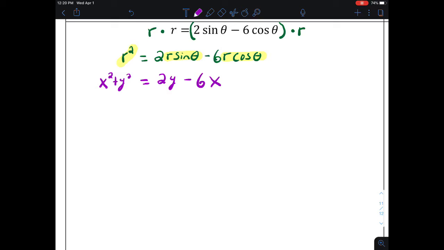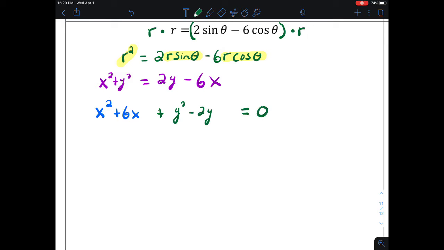Now, what I'm going to do is continue on through this process. I'm going to move everything to the left-hand side, and I'm going to complete the square. So I have x squared plus 6x, and over here, I still have plus y squared minus 2y, and we have equals 0 right now.